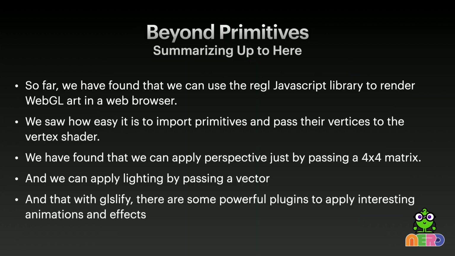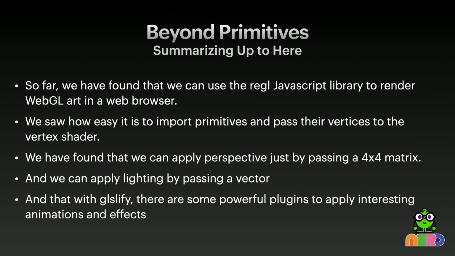Cool. All right. So just to summarize up to here, so far we have found that we can use this Regl JavaScript library to render WebGL art in a web browser. Pretty cool. We saw how easy it is to import all the primitives and pass all the vertices to the vertex shaders. We also found we can apply any perspective just by passing a 4x4 matrix, which we don't have to totally understand how it works, but we know there's a library that just gives you a camera position, and you can zoom in and zoom out, and now you have a perspective.